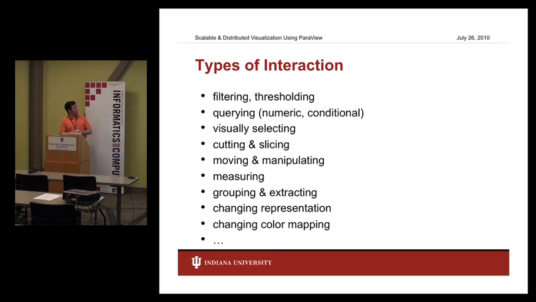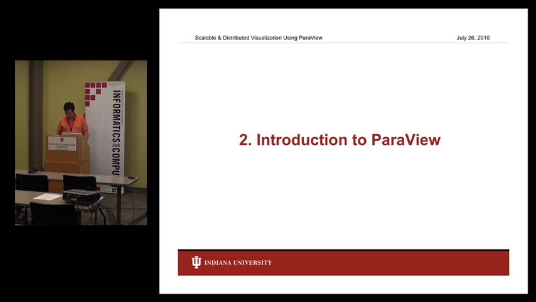And then we're going to show you these different types of interaction, but keep in mind that, again, the focus here is interactive visualization. So you're always changing parts of that pipeline by picking things, by slicing, cutting, moving, manipulating, changing representations. So those are the sorts of things that happen in that interaction phase. So let's talk a little bit about Paraview.